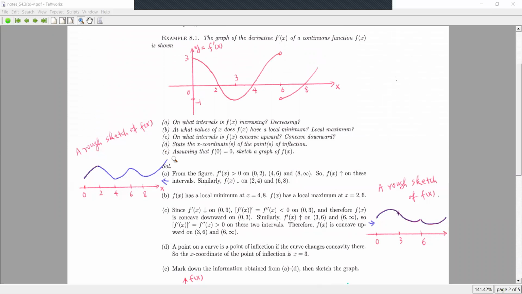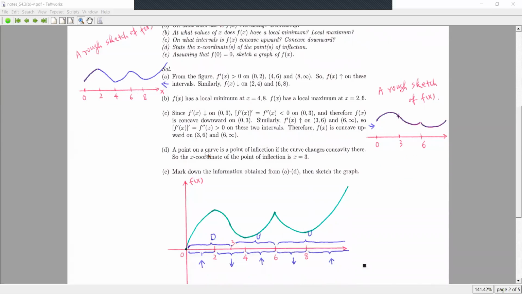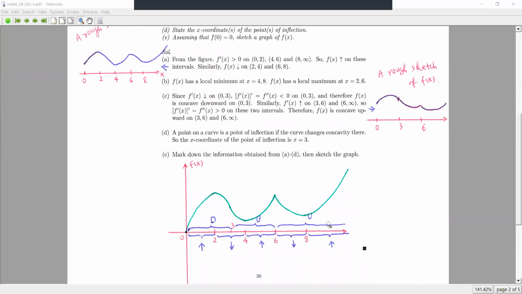Part E. Assuming the function value at 0 is 0, that means assuming the graph of f passes through the origin, now sketch a graph of the function f. I suggest that we mark down the information we got from A to D on the XY plane.